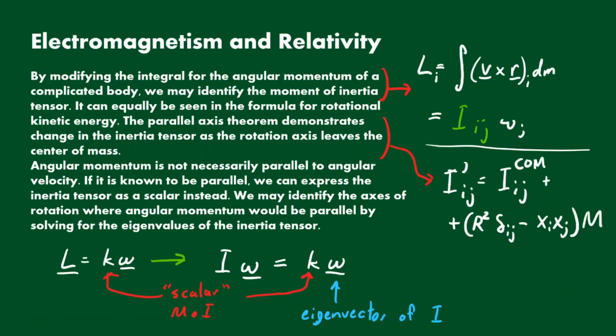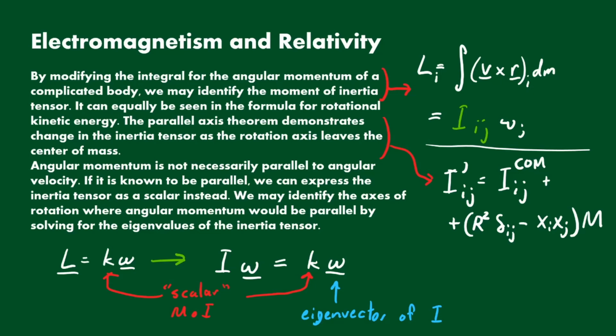Electromagnetism and relativity. By modifying the integral for the angular momentum of a complicated body, we may identify the moment of inertia tensor. It can equally be seen in the formula for rotational kinetic energy. The parallel axis theorem demonstrates the change in the inertia tensor as the rotation axis leaves the center of mass.